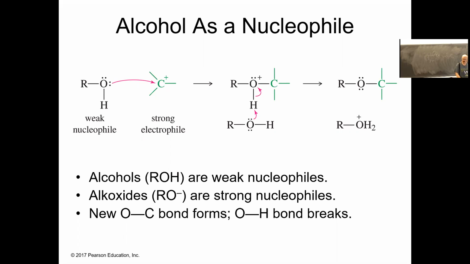Right, next we'll look at alcohol as a nucleophile. Alcohols themselves are weak nucleophiles since they're neutral. Alkoxides, which are the conjugate base of alcohols, are strong nucleophiles. We form a new carbon-oxygen bond, and then we break an OH bond.